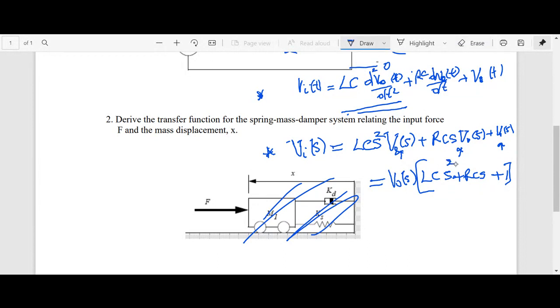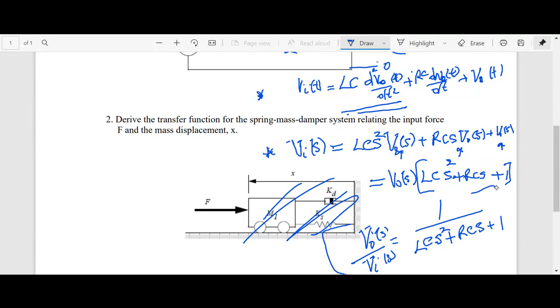And so now we can write VO over VI of S. It's equal to what? 1 over, and this is the polynomial I was speaking about earlier, LC S squared plus RCS plus 1. And I've written it in descending order. The polynomial is written in descending order: S squared, then S to the naught. So can somebody tell me, those who did the worksheet, is this the result you got for the transfer function for the RLC network?